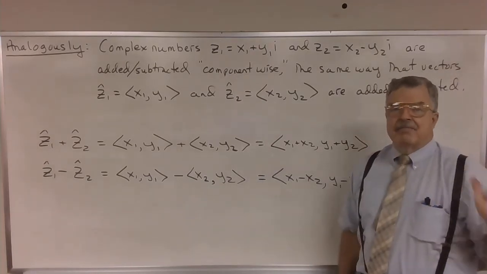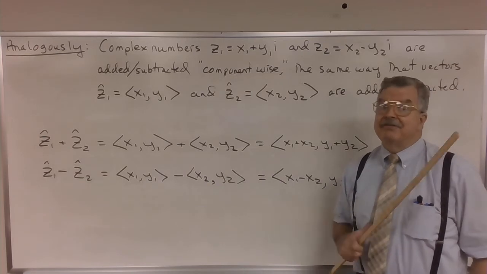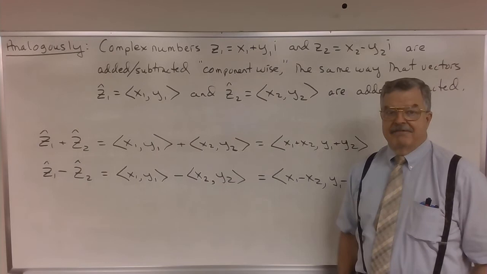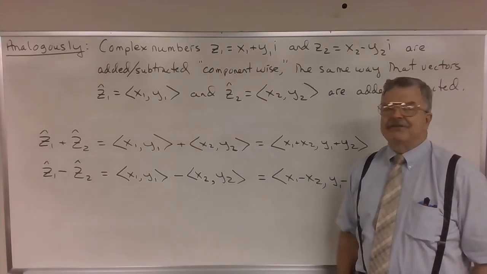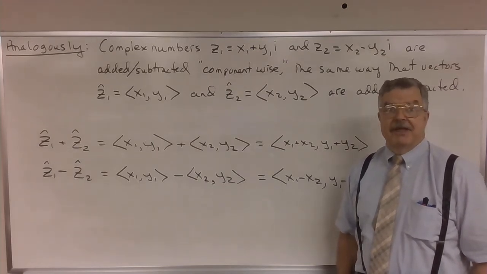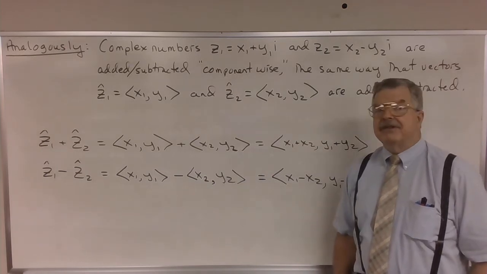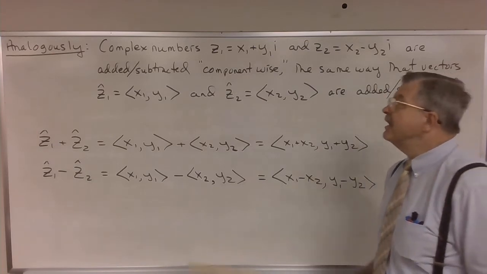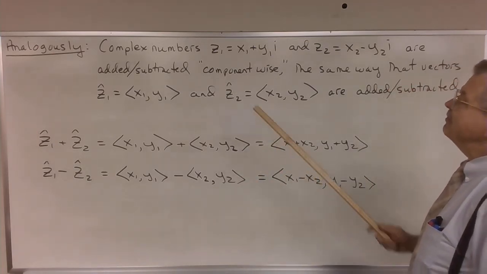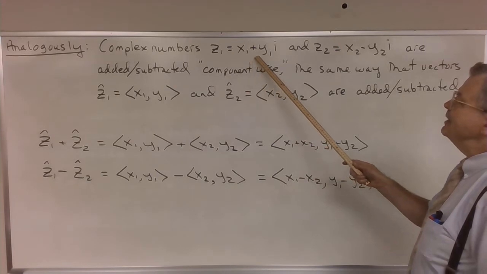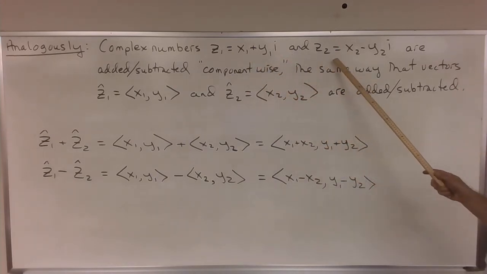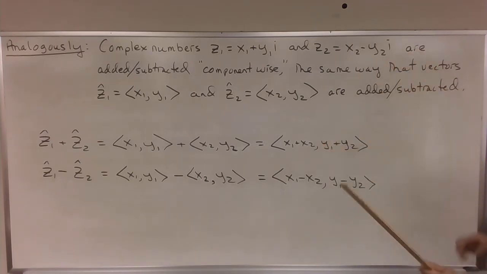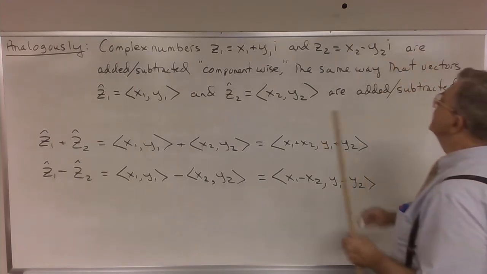Okay, you're probably saying to yourselves, I've seen this before, and you're absolutely right, you have. Adding and subtracting vectors, we've done that before, is essentially the same thing as adding and subtracting complex numbers. So, complex numbers z1 equals x1 plus y1i, and z2 equals x2 minus, no. Let me change that.